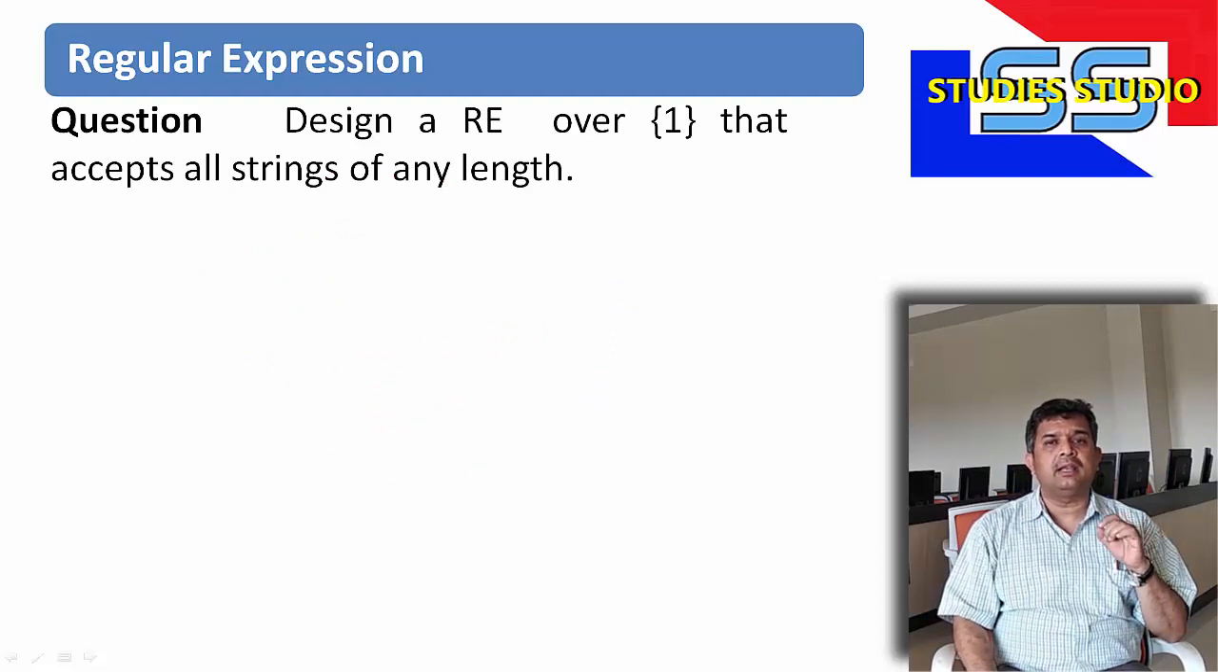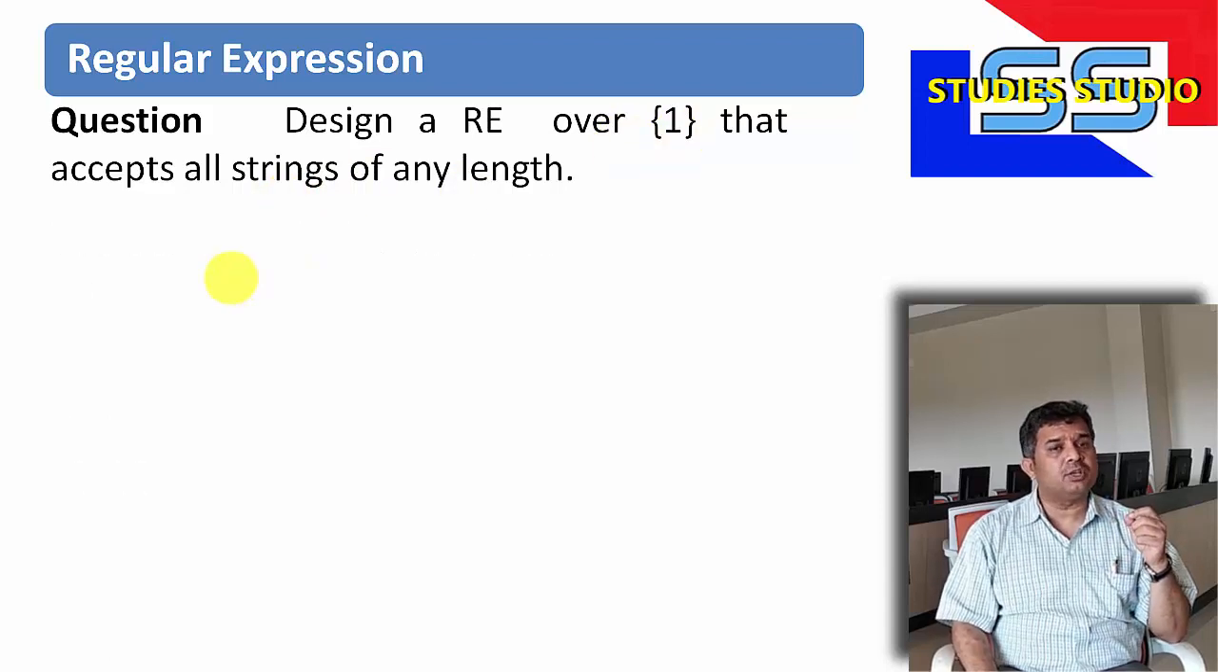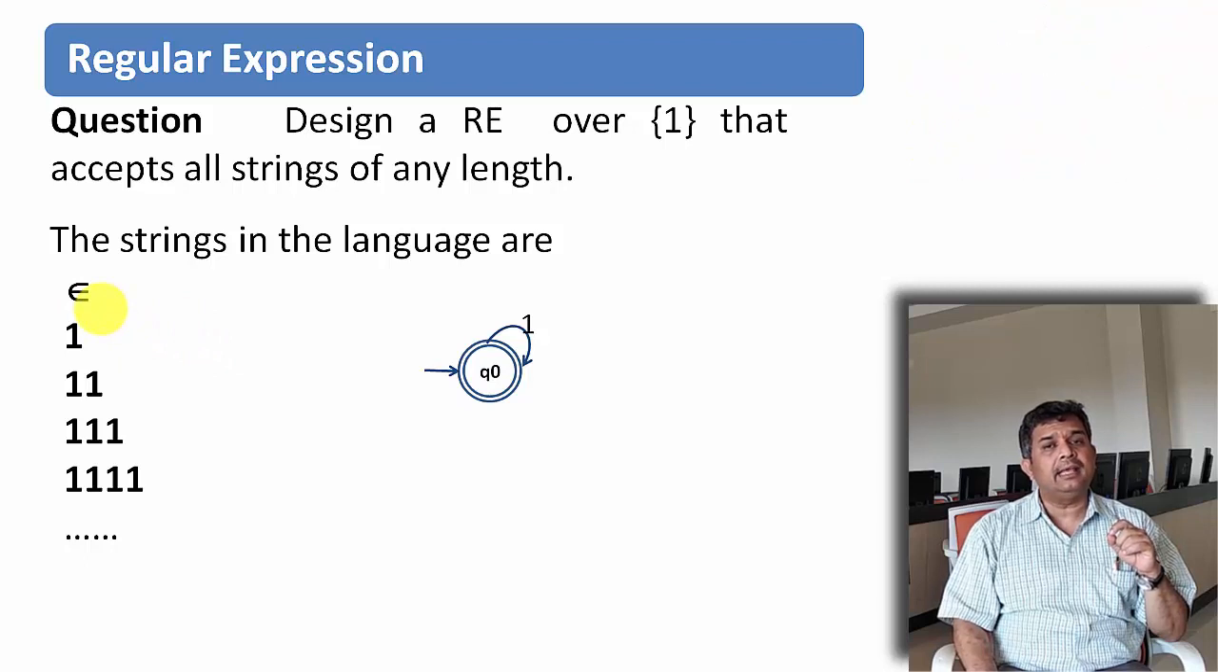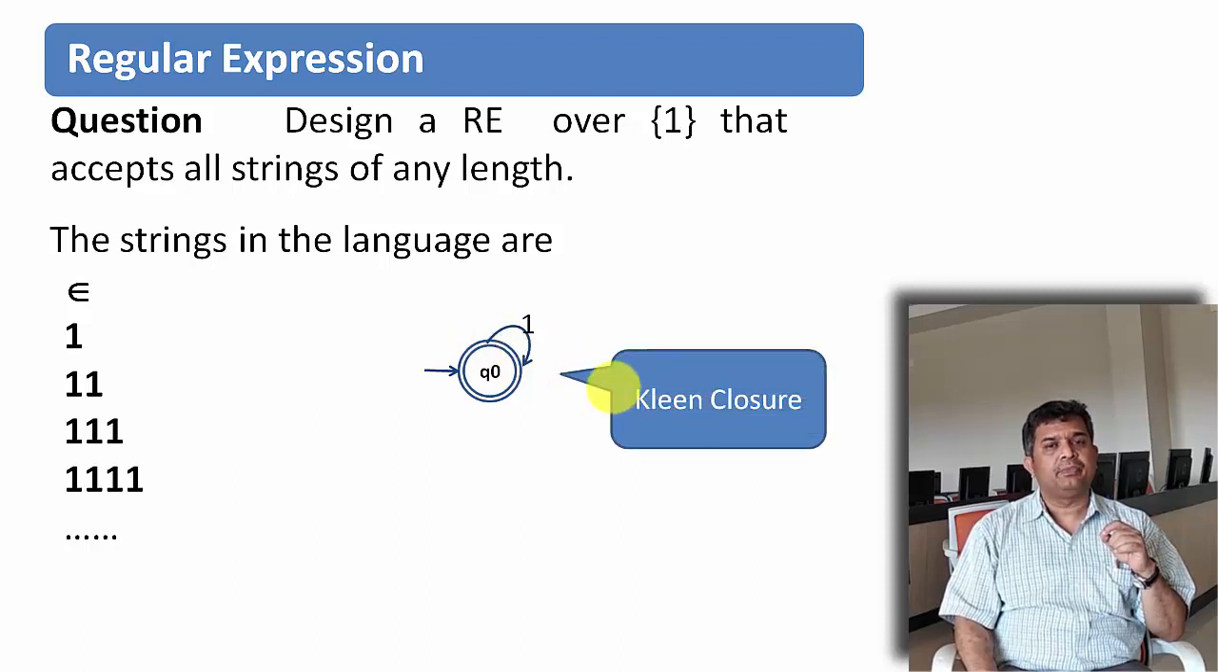We need to design a regular expression over the input symbol 1 that accepts all strings of any length. It means it's supposed to accept epsilon, 1, 11, 111, and so on. If I want to design an NFA for it, it will look like this. The initial state becomes the final state because epsilon has to be accepted, and it can accept any number of ones. So you can see this is nothing but a Kleene closure operation, and for Kleene closure, the regular expression can be 1 star.